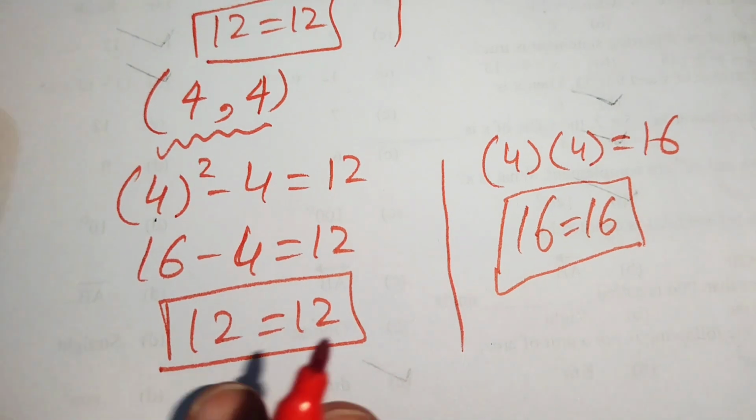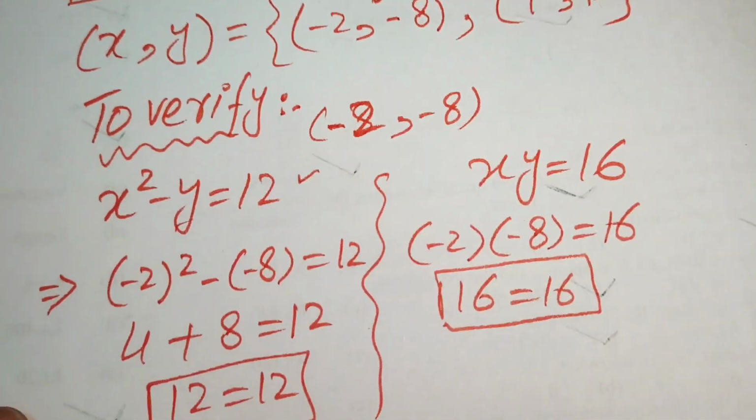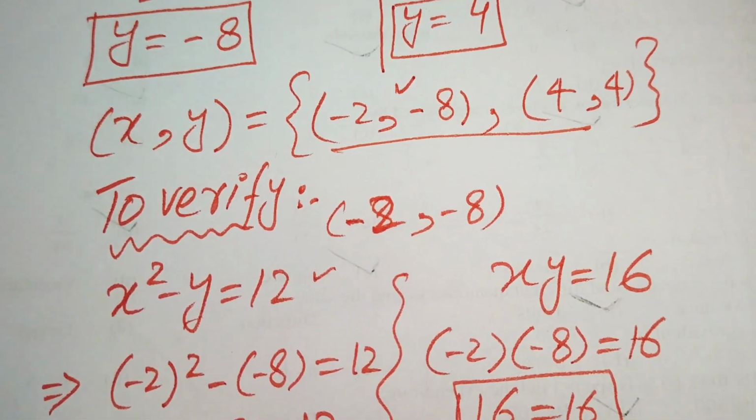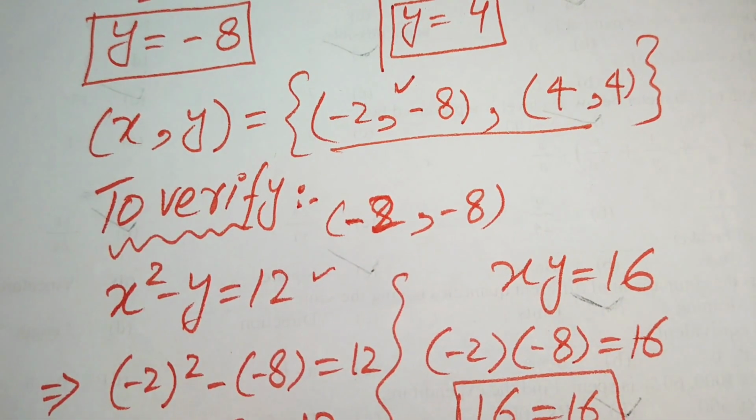It means that these two solutions satisfy our given equations, and these are the two final solutions of the given equation. This is the final answer.